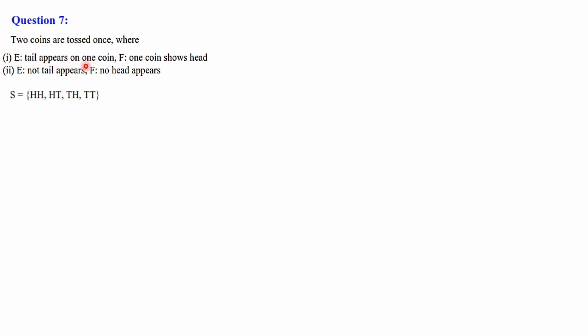And E, tail appears on one coin. E is one coin getting tail, so HT, TH. Next, one coin shows head. So the same elements only, TH and HT. One coin shows head in the sense that this will not come, this also will not come. Here it is 2 heads and here it is 2 tails.